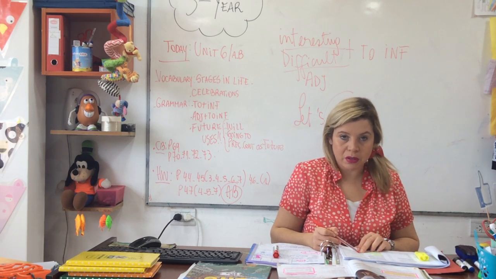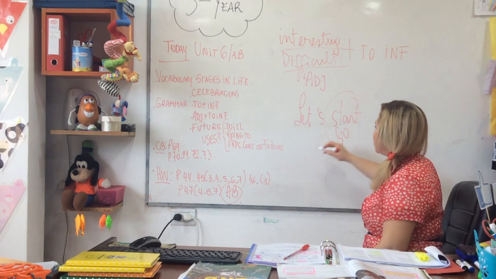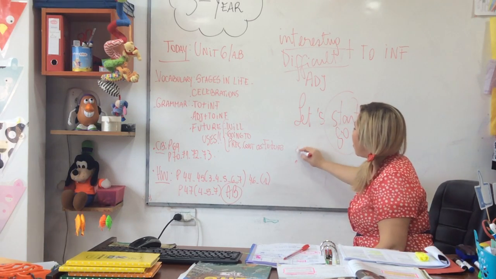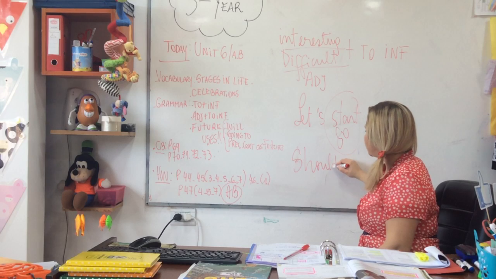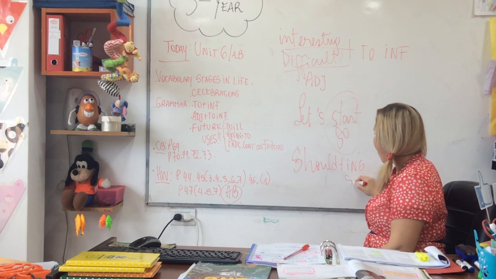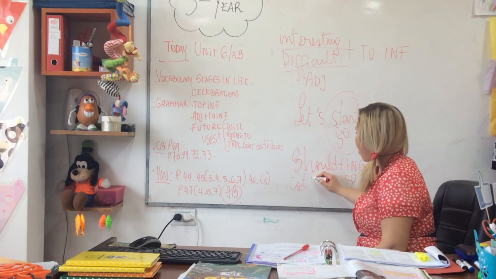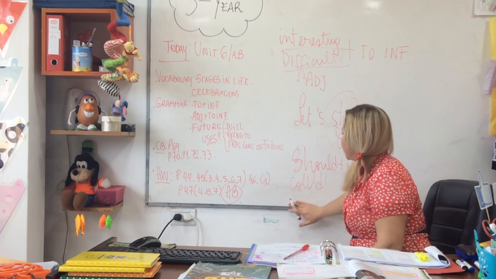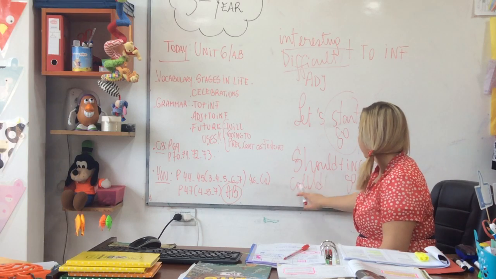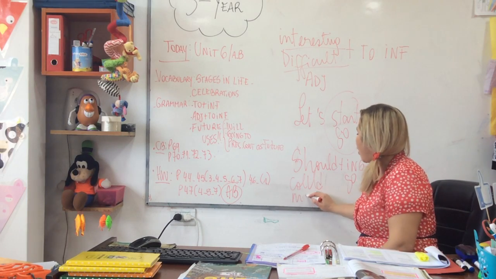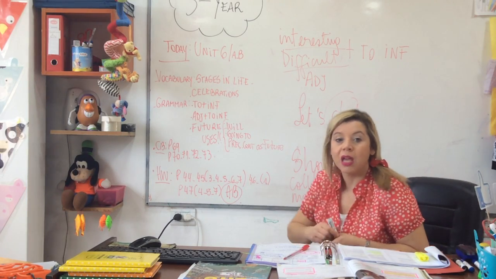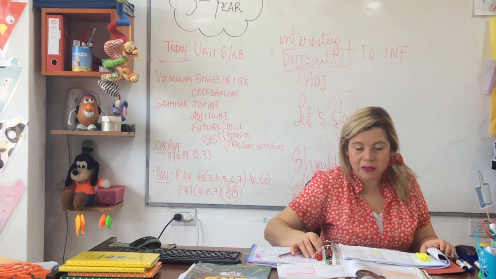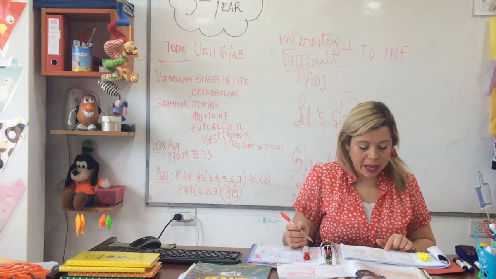Number five, should. Modal verbs, should plus infinitive: should go, could go, have to go. Should go, could go, might go. So, modal verbs plus infinitive. Is it clear?